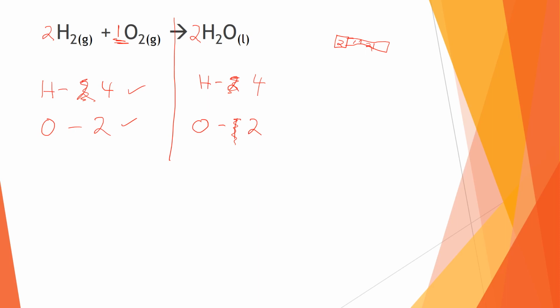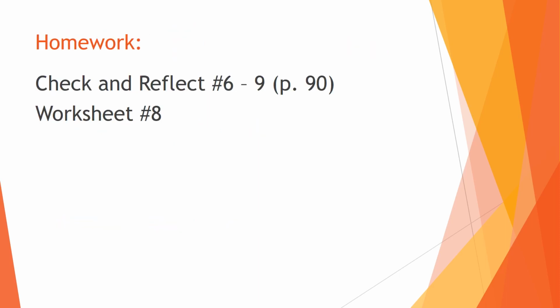All right, so what I would like you guys to do now is work on check number 6 to 9 in your textbook, page 90. So number 6 to 9. And then if you flip in your note package, worksheet 8 is balancing equations. There are 20 there. And then on the back side, I want you to actually write the word equations, the skeleton equations, and then balance them.